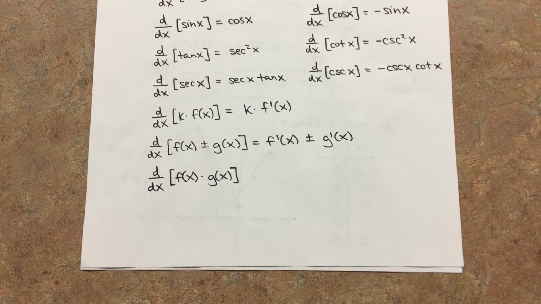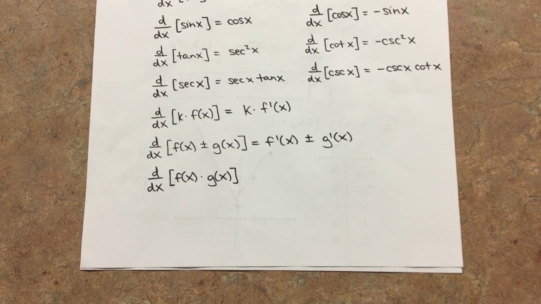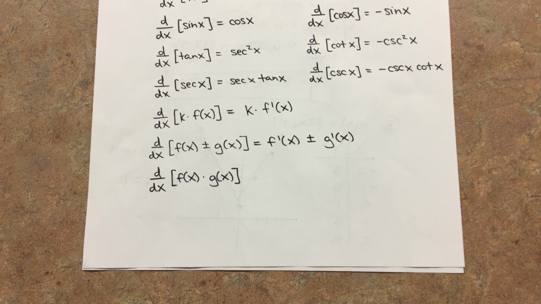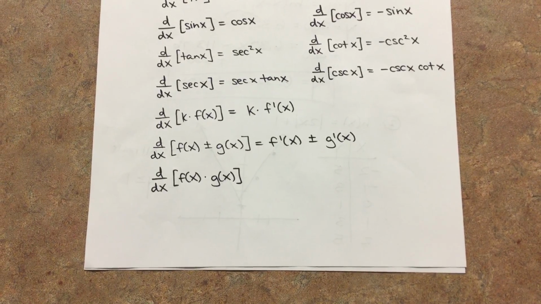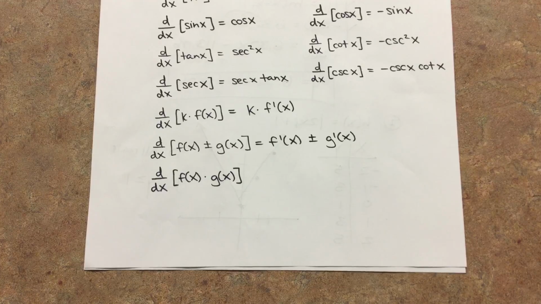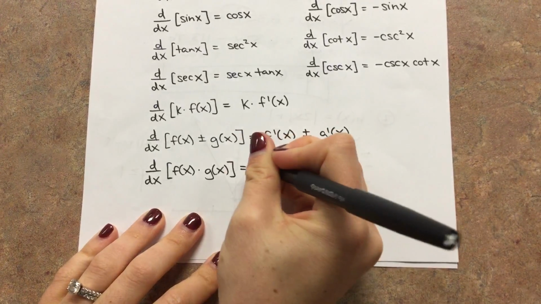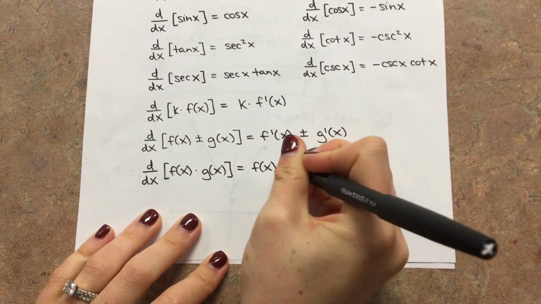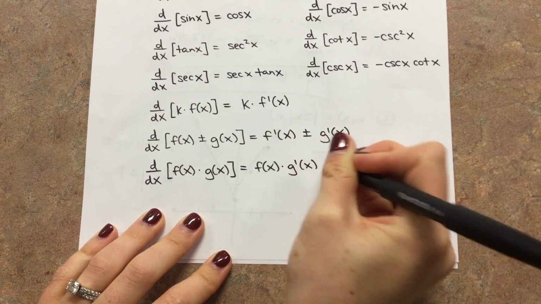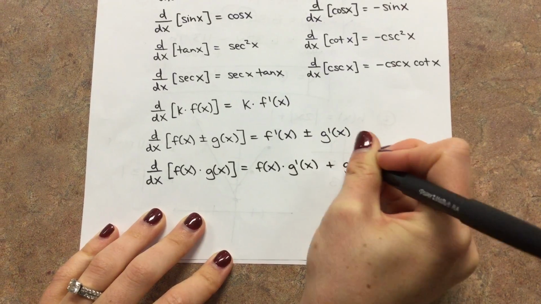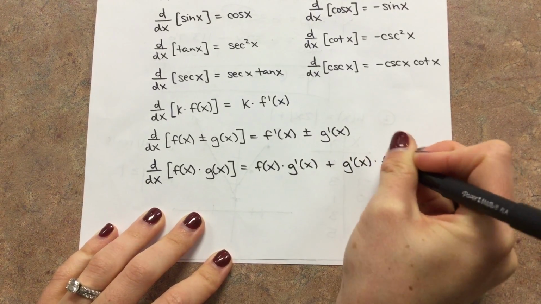When there's trig or exponential, if it's a combination of different functions. If it's trig times exponential or trig times algebraic or even trig times trig, because cosine times sine, you would have to use a product rule as well. Okay, so we've got the first function times the derivative of the second function plus the second function times the derivative of the first function.